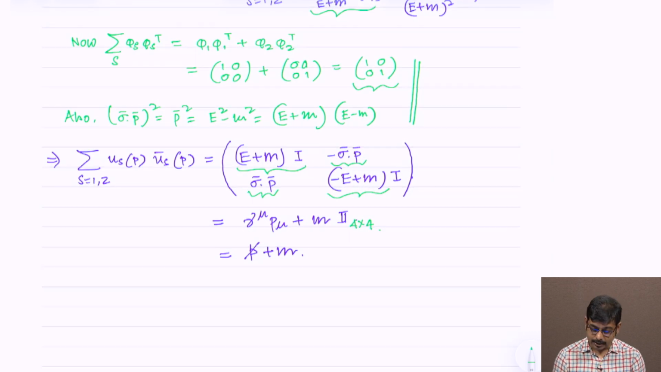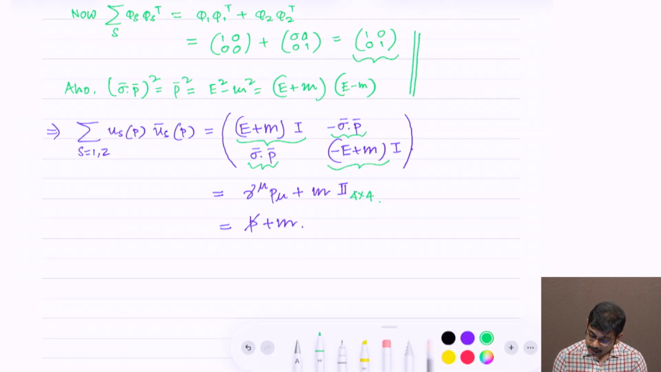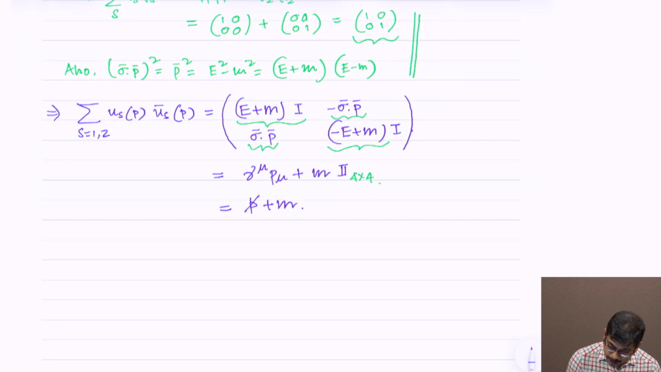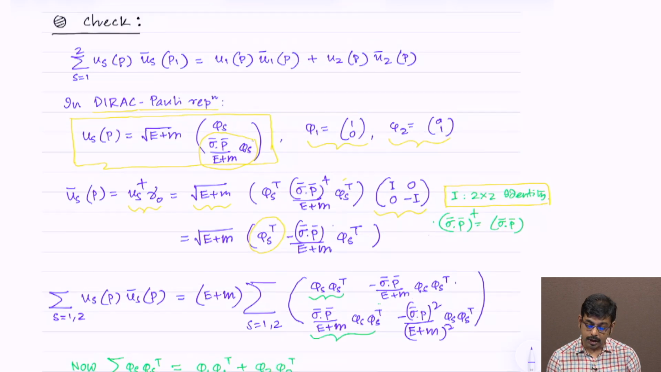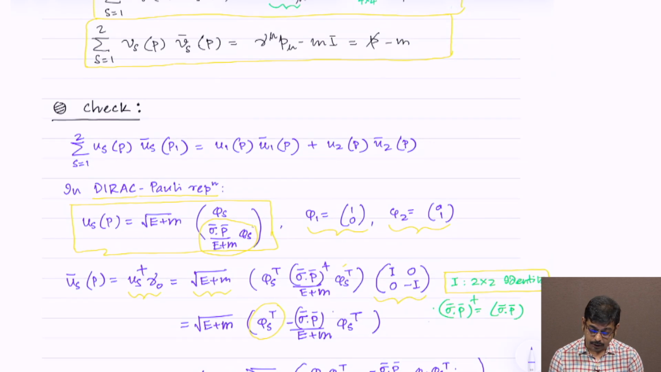So, this is the completeness relation involving the particle spinors. Similarly, you can do the completeness relation involving anti-particle spinors. You can imagine what exactly this is going to be. V S P V S bar P is going to be P slash minus M. Okay. So, we will use these ingredients to calculate the matrix element square and the cross section.